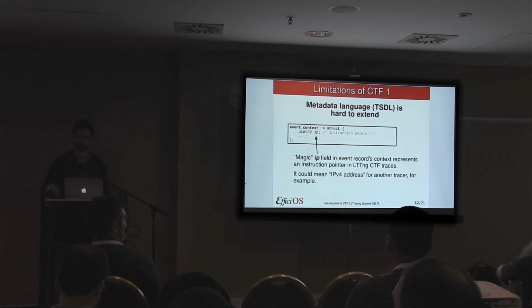So when you add the IP context field to some LTTng channel, you get this magic IP field, which means instruction pointer, and Babeltrace knows this IP field as being the instruction pointer when the trace is identified as being an LTTng trace, and then it can add debug info to the output, for example, using this IP field, but it's just a simple field. So it could mean, for another tracer, an IPv4 address on 32-bit, for example.